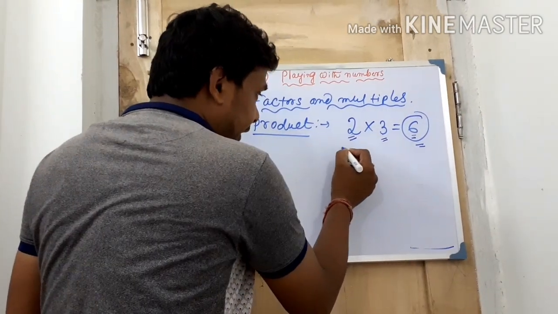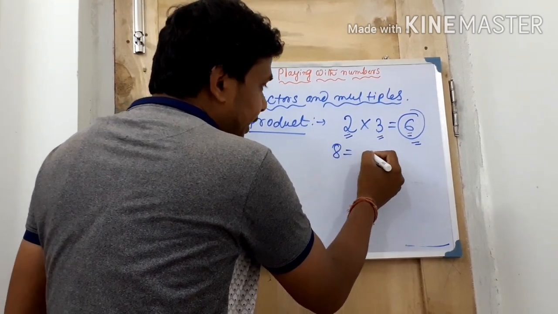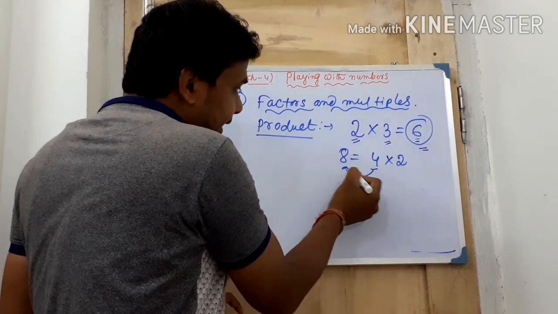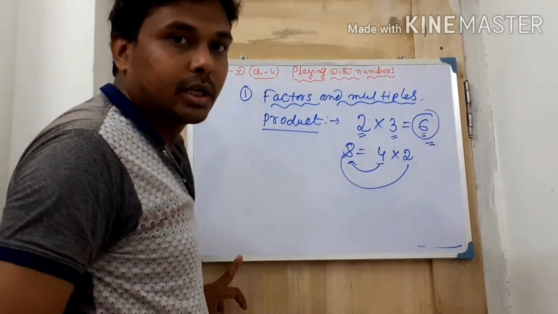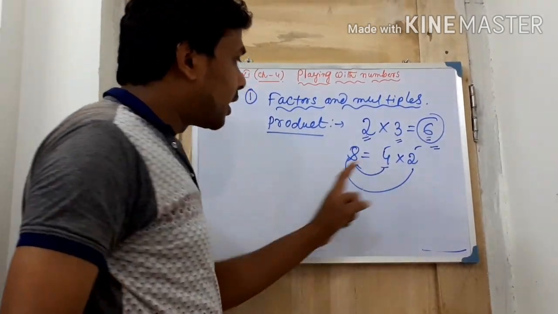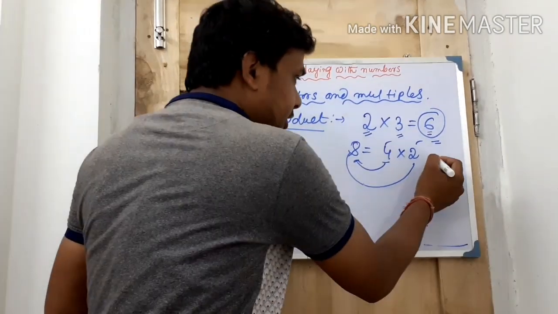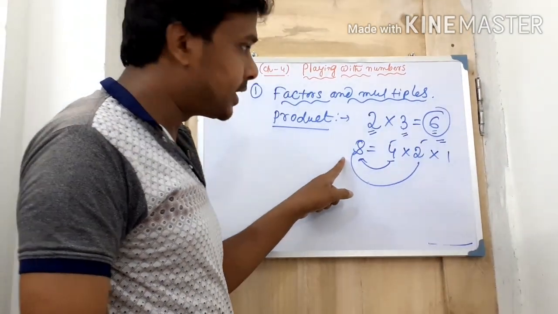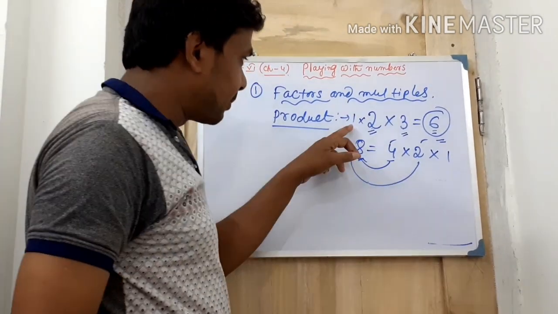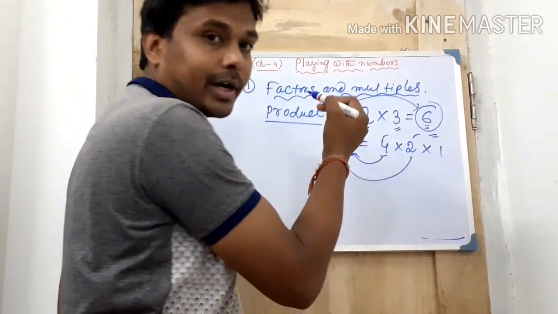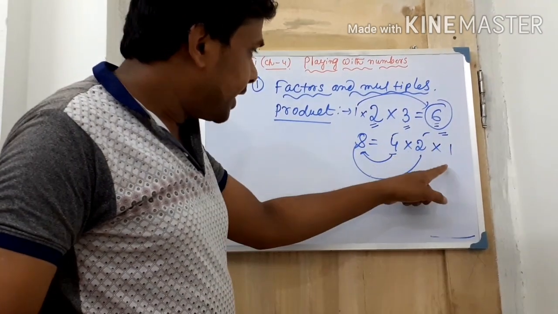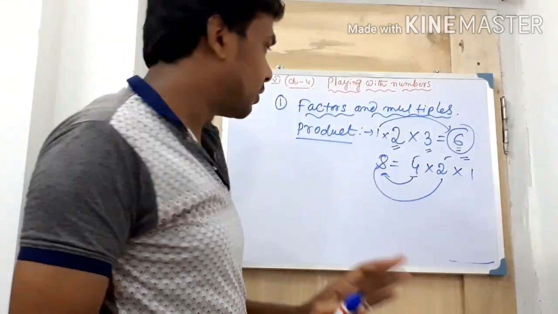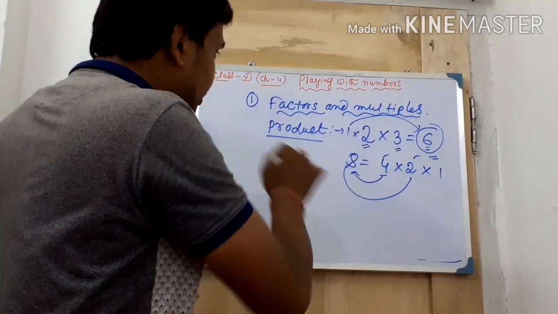Suppose you take another example, 8. 8 can be written in the form 4 into 2. So by 4 you can divide 8, and by 2 you can also divide 8. So 4 and 2 are both factors of this number. If you multiply by 1 here, then definitely by 1 also you can divide 8. Here also, the same thing: if you multiply by 1, then by 1 also 6 can be divided. So definitely in every case, 1 is a common factor, 1 is a factor of any number.